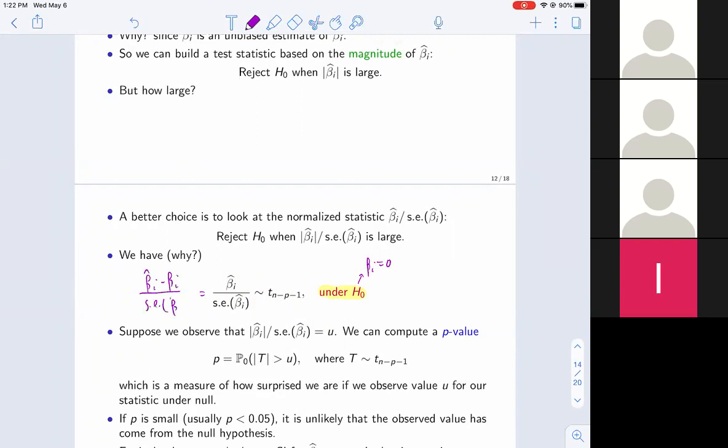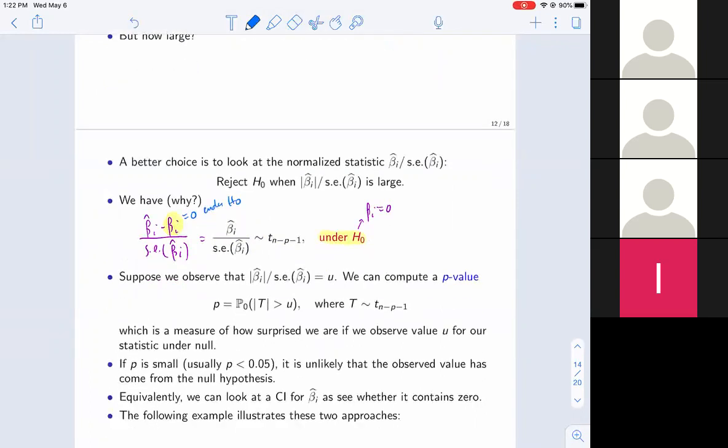Right. So we just showed that beta hat I minus beta I divided by standard error has a t distribution. In this case, this part is just 0, so that is equal to 0 under the null, under H naught. And so we get this result. Under the alternative, this is not true, but under the null, beta I is 0, and so we have this.